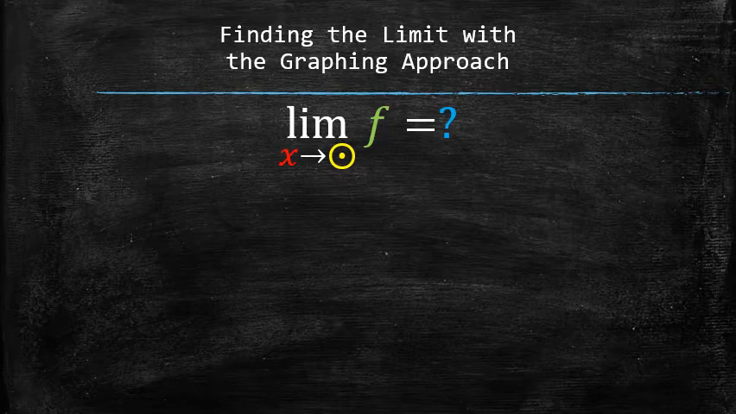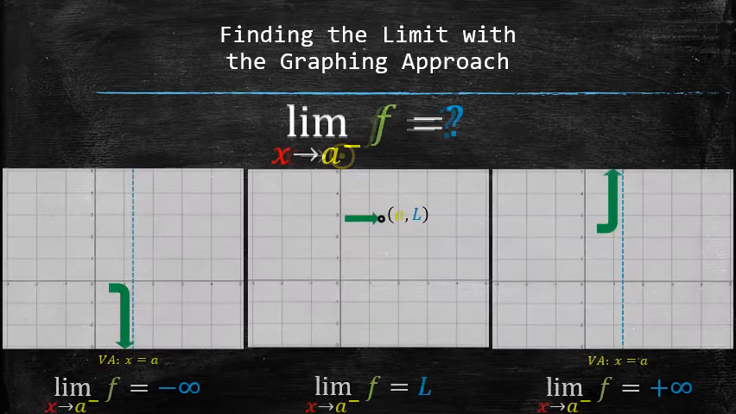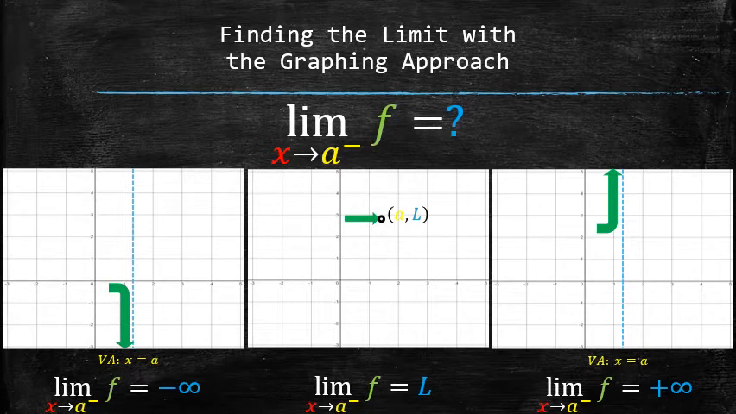First thing we do is use a graphing device to graph this function. Then, depending on the target value, we will try to identify one of the familiar patterns and describe it using the language of limits. If x approaches some value a from the left, then we will try to identify these three behaviors.